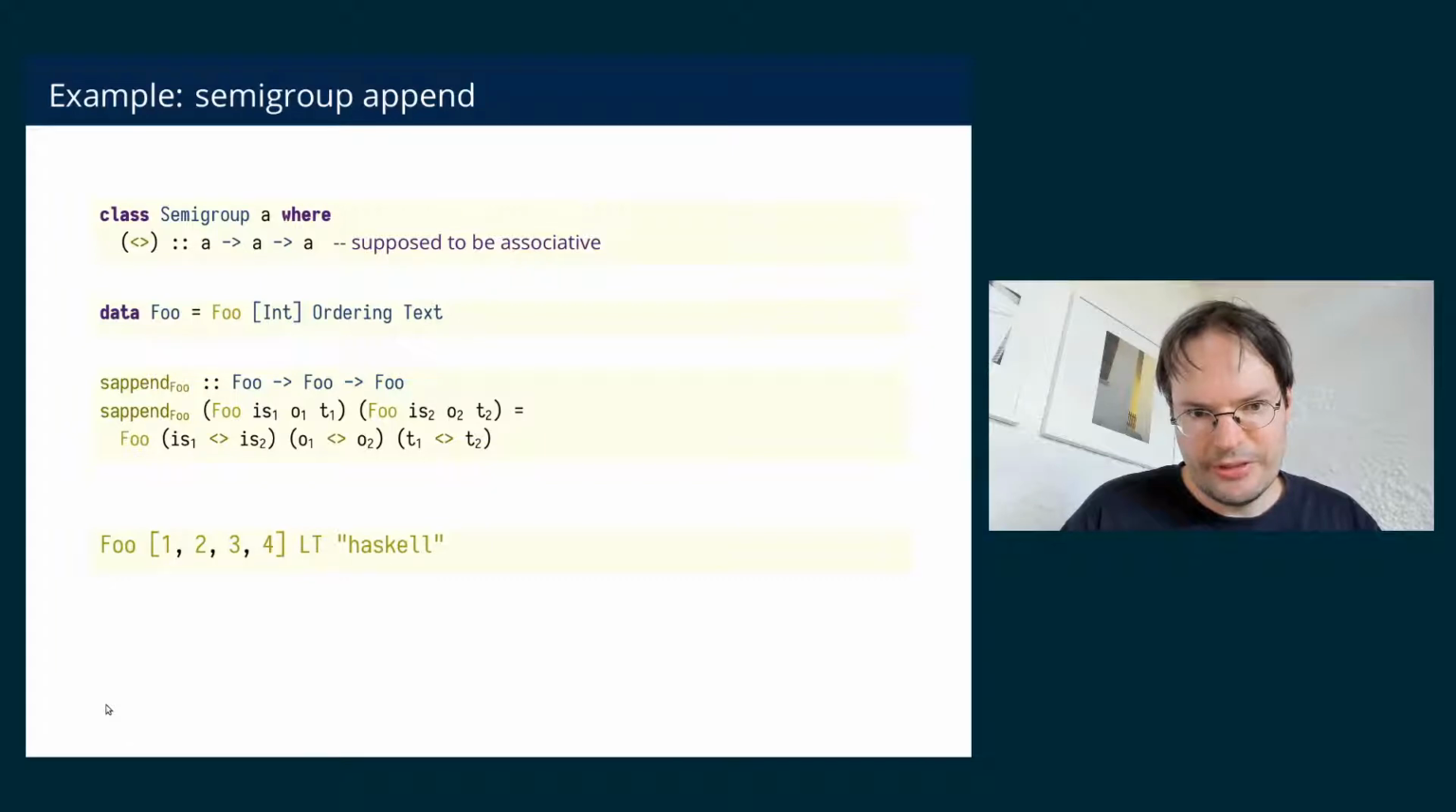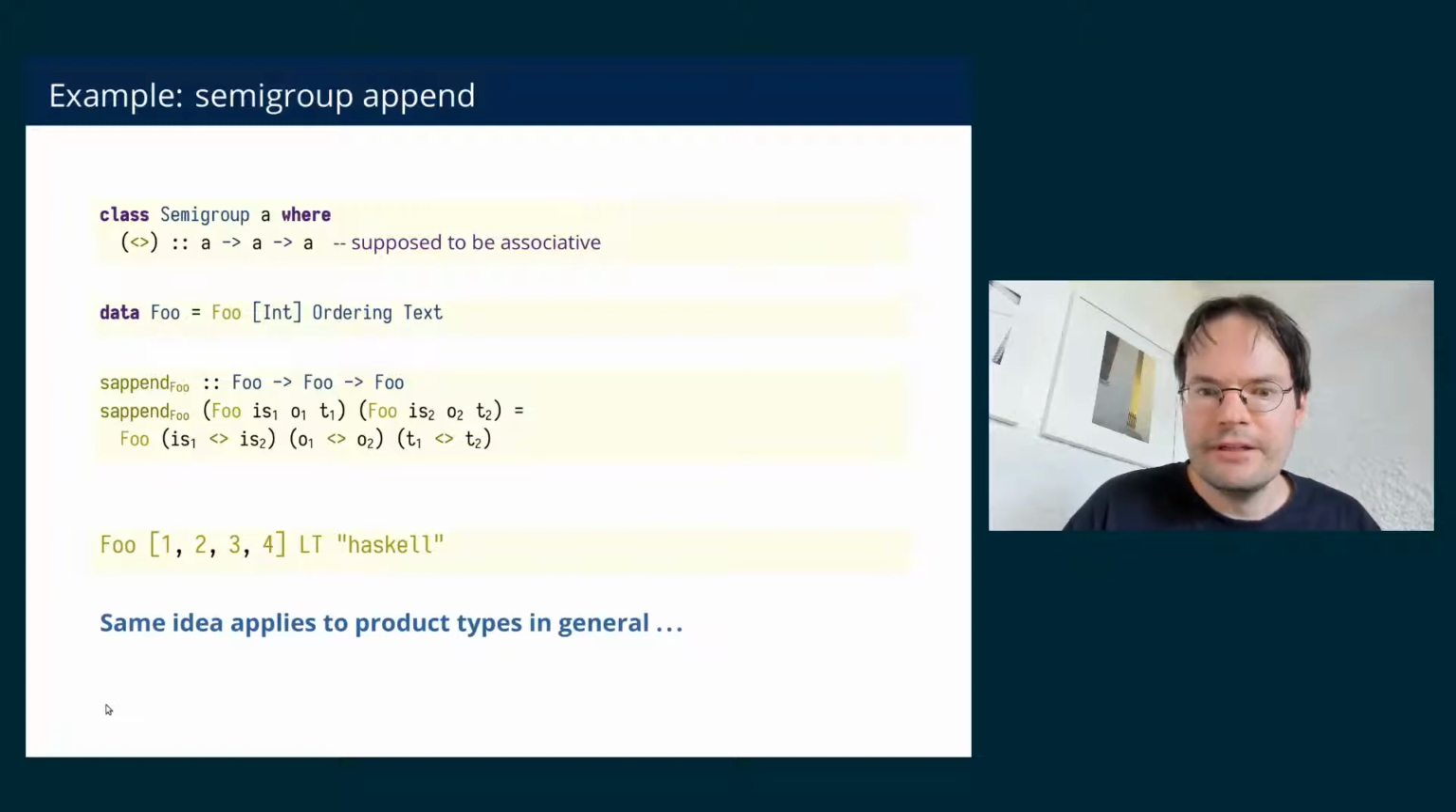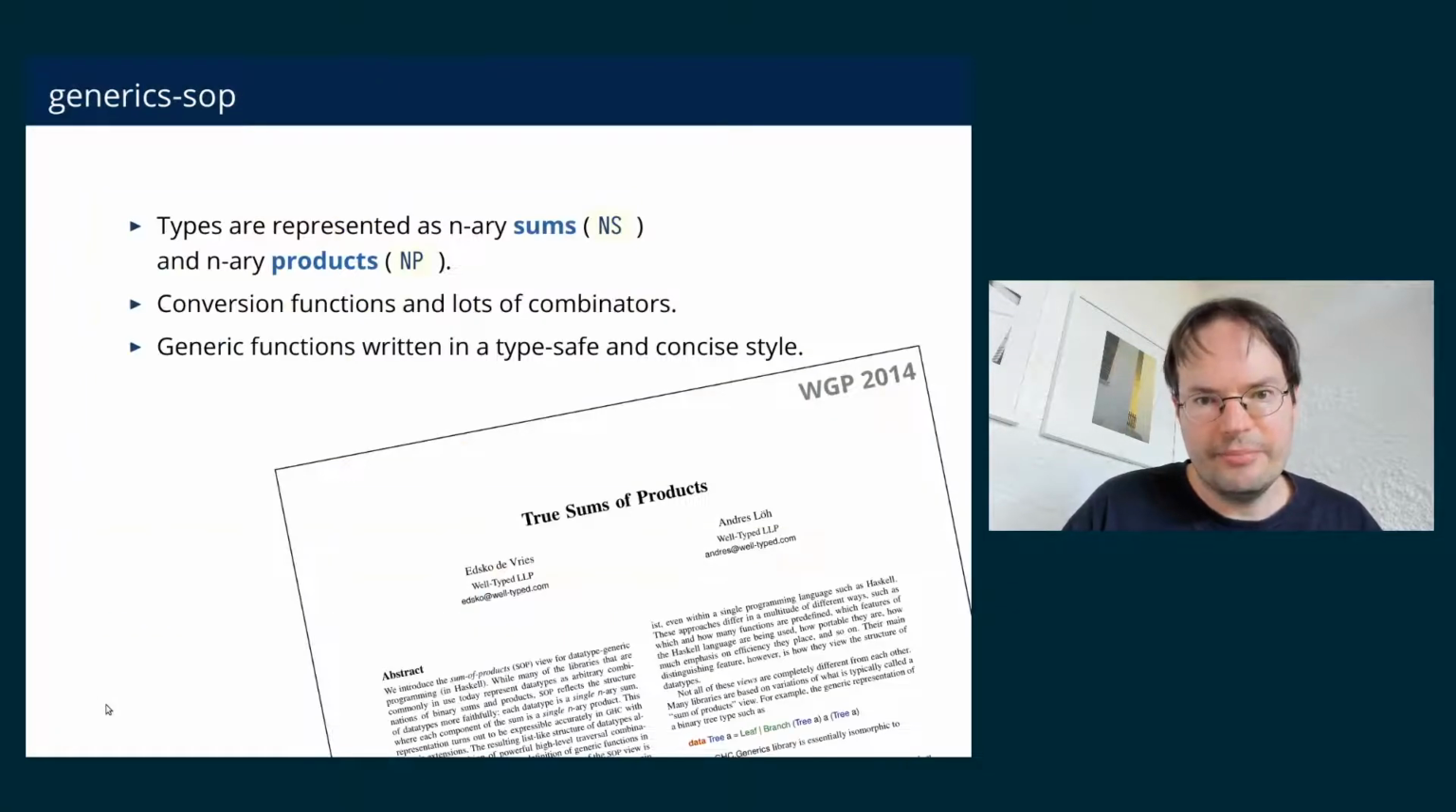But the idea that we've applied, namely that we lift the semigroup instances for the components to a product type, applies to essentially every product type. And we can express this more generically by using a generic programming library, such as generics-sop.